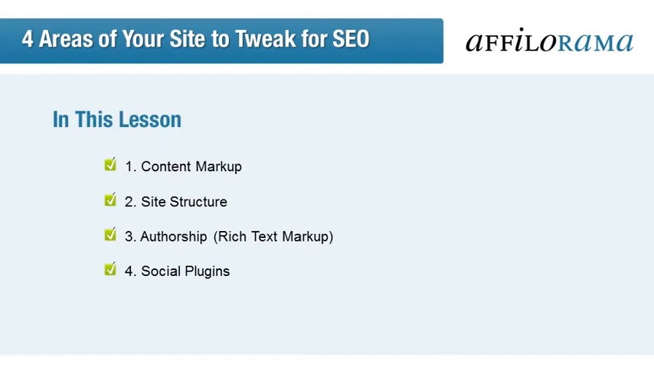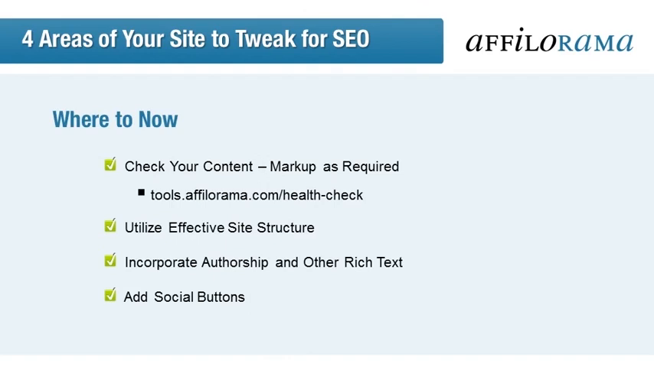And that's it. In this lesson, we've covered a small treasure chest of on-page SEO strategies. Content markup, site structure, rich text, and social plugins can all help you in your efforts to rank in search engines. From here, you need to check your content for any elements that may require markup. Do your images have alt tags? Are you using effective title tags and meta descriptions? Check that you aren't missing any of these crucial elements with the Health Check module of Affilorama tools.